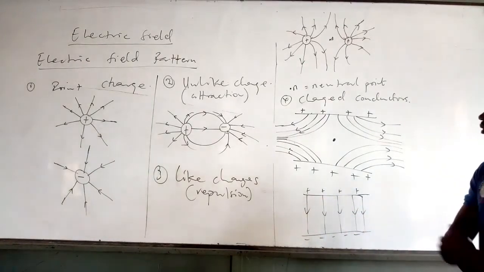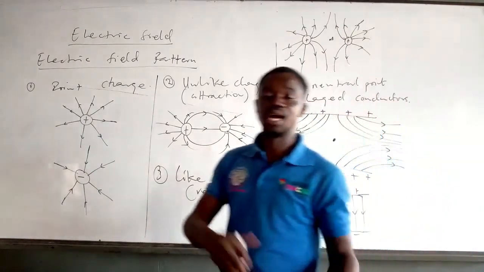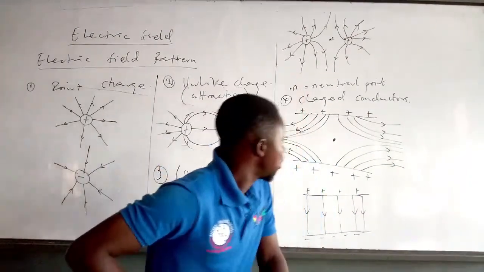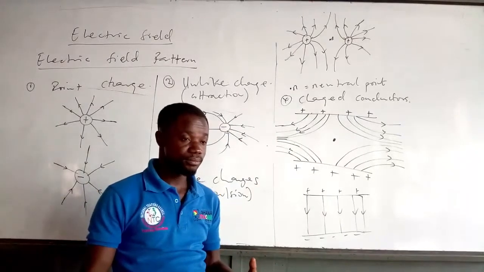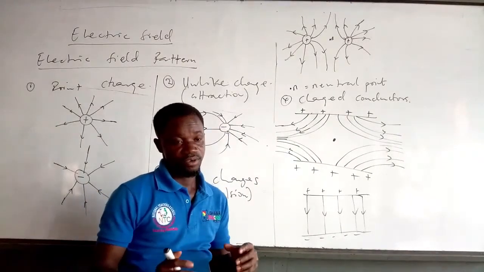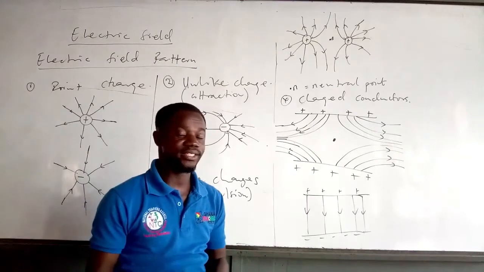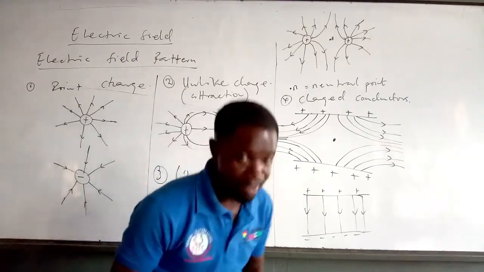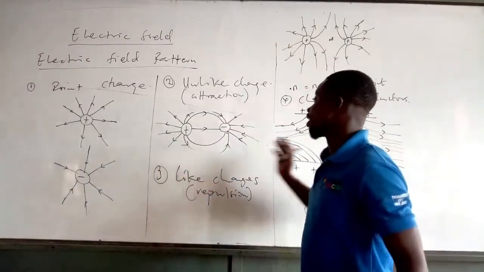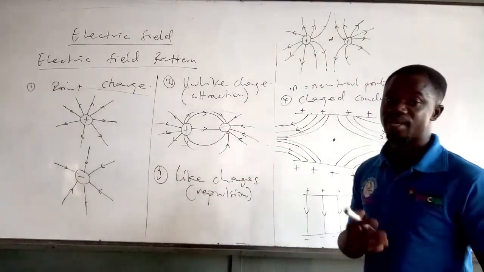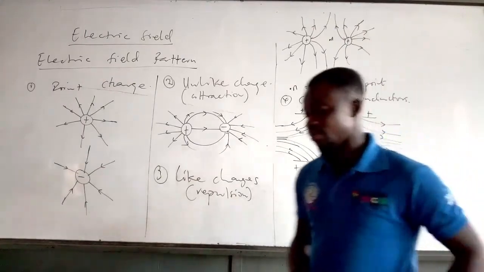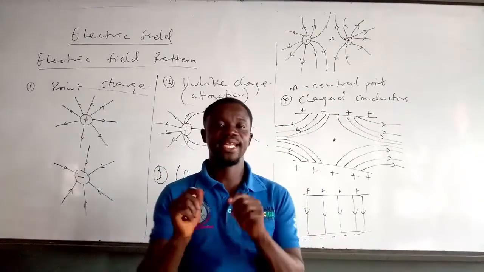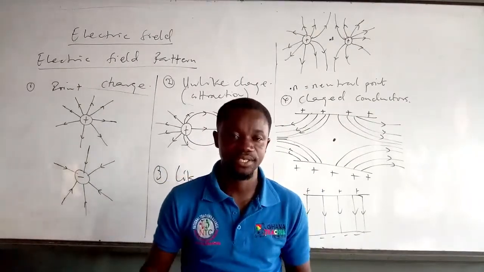I hope you get the concept. So this is how the lines of force pattern behave for point charges, for like charges, for unlike charges, and for charged conductors. Remember that you can be asked to draw any of these. So learn how to draw them, and learn how to draw them very well. Thank you very much. We'll look at another term that we call electric field intensity.